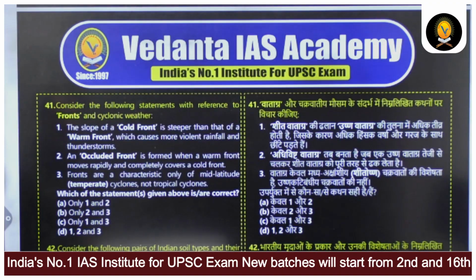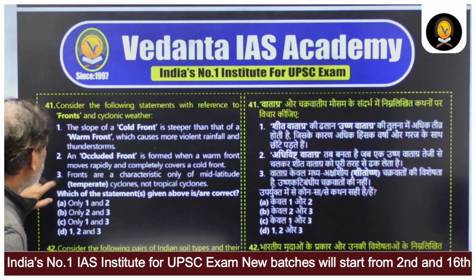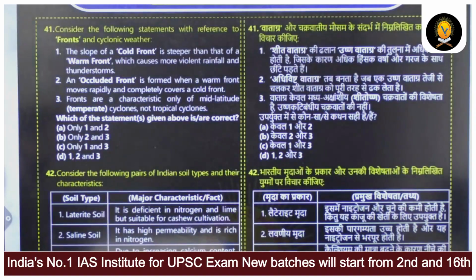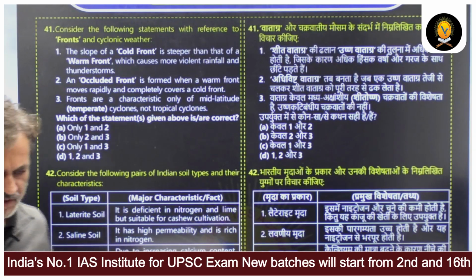Consider the following statements with reference to fronts and cyclonic weather. The slope of the cold front is steeper than the warm front, which causes violent rainfall and thunderstorms. Correct. An occluded front is formed when a warm front moves rapidly and completely covers a cold front. Wrong. An occluded front is formed when a cold front takes over a warm front. Fronts are characteristic only of mid-latitude cyclones, not tropical cyclones. Yes. So 1 and 3 are correct.